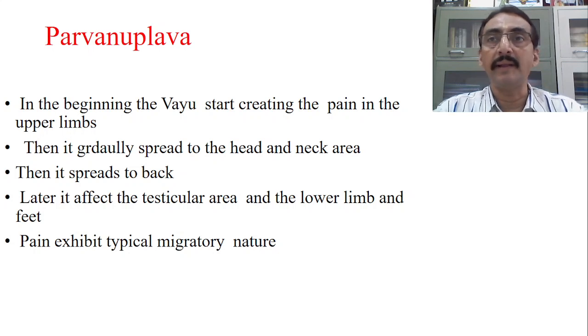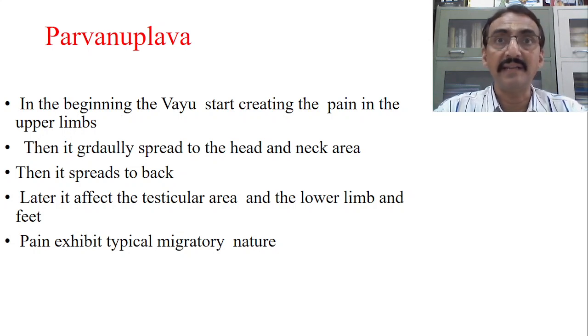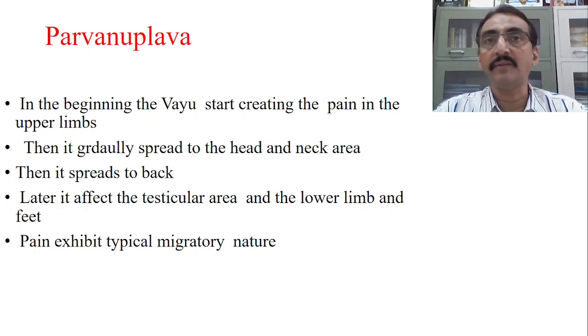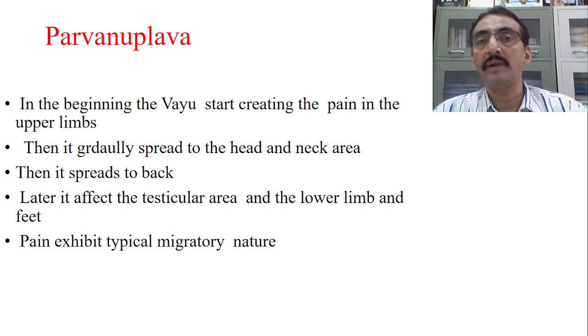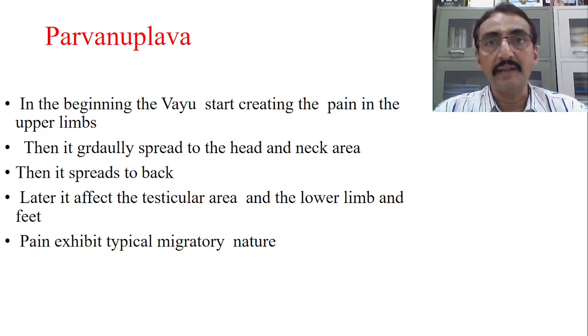Now, if you look into migratory pain, the typical disease in contemporary science where we find migratory arthritis or arthralgia is rheumatic fever and rheumatic heart disease. Why do rheumatic fever and rheumatic heart disease occur? That is an autoimmune pathology. We know that initially there is involvement of the valvular structures of the heart, and later, as a complication of rheumatic fever, there will be rheumatic heart disease, which can be assessed by the Jones criteria, major and minor criteria. One of the major criteria of the Jones criteria is migratory arthritis. So this particular Parvanuplava shows the typical migratory nature.